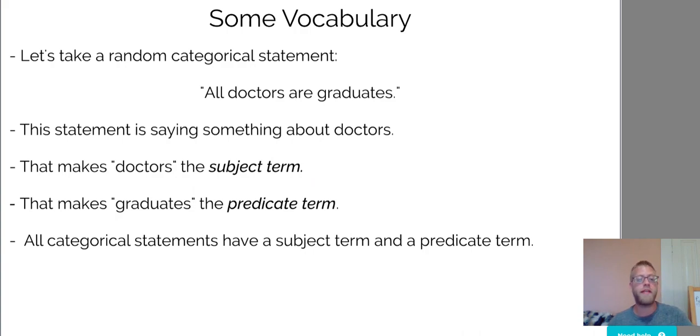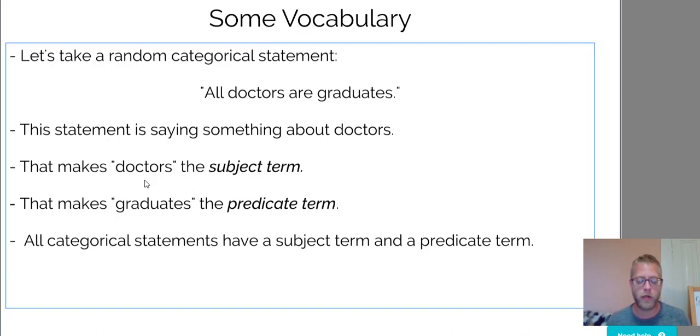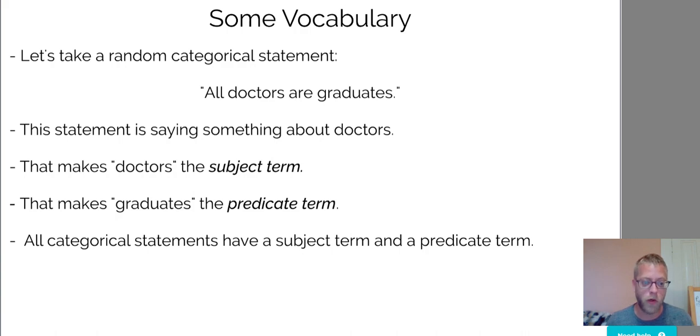So all of these statements are going to have a subject term and a predicate term. And it's pretty easy to tell what they are, even if this is new territory for you. If these words sound intimidating, it's really pretty simple.